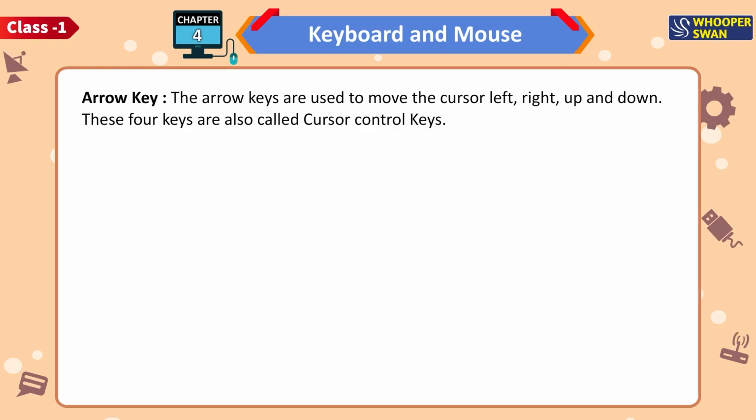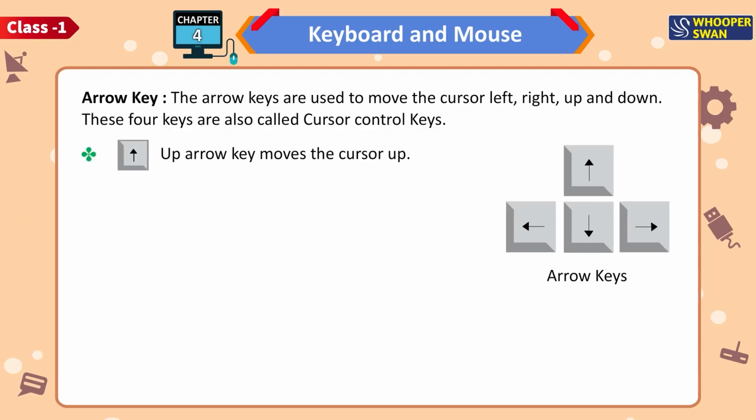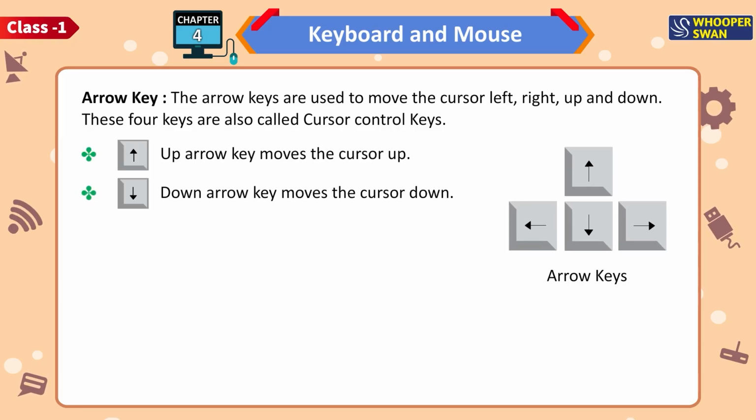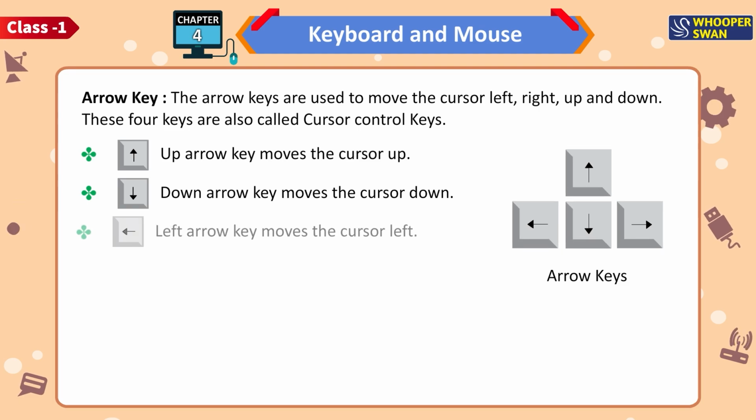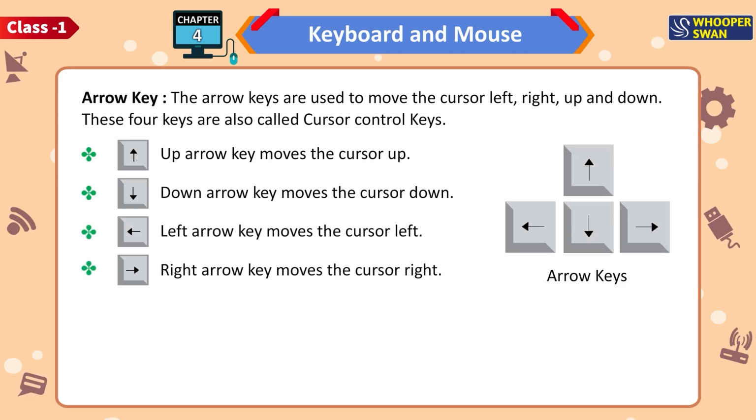Arrow key. The arrow keys are used to move the cursor left, right, up and down. These 4 keys are also called cursor control keys. Up arrow key moves the cursor up. Down arrow key moves the cursor down. Left arrow key moves the cursor left. Right arrow key moves the cursor right.